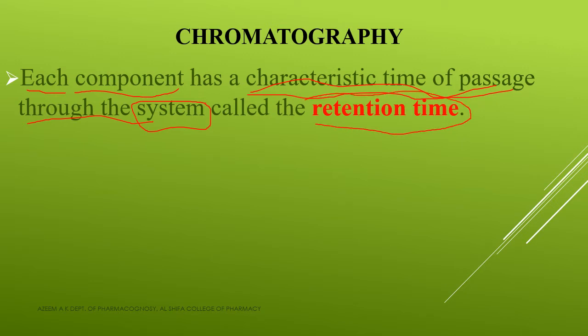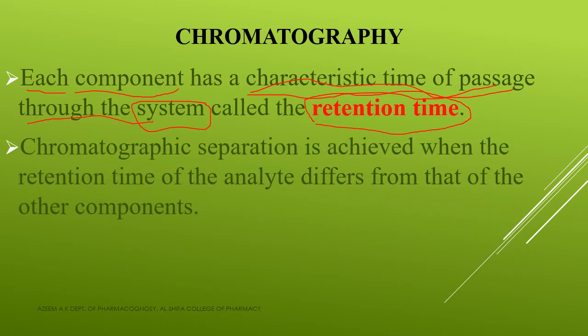So retention time is the characteristic time of passage of every component through the mobile phase as well as the stationary phase. So that is known as the retention time. So each component will be having a particular time of passage through the system, and this particular time of passage through the mobile as well as the stationary phase is known as the retention time.